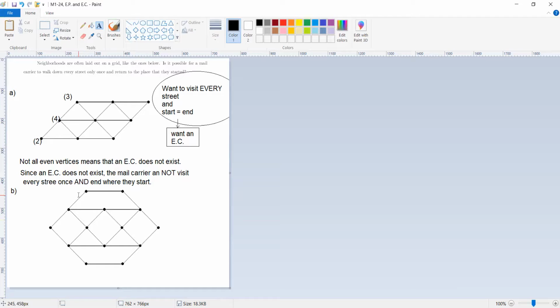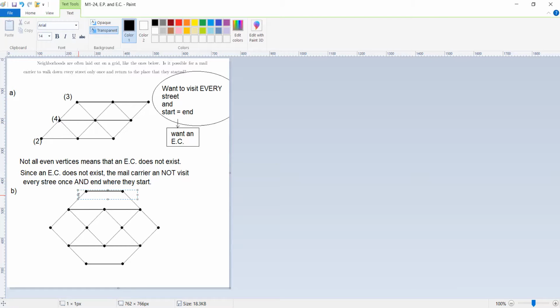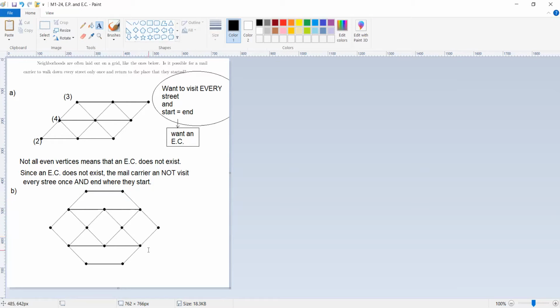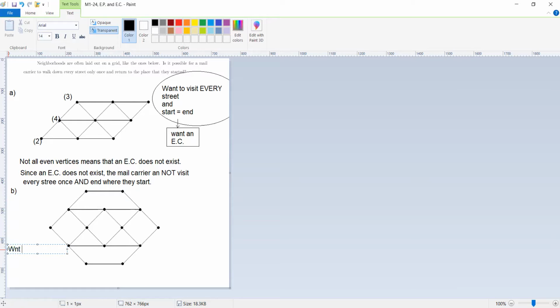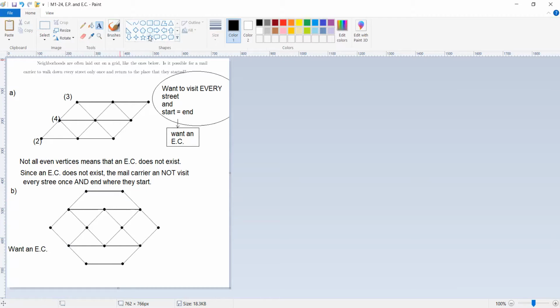Okay, so in this one, we're also looking for an Euler circuit. We want to go down every street, make sure we do each street one time, and start where we end, which means we want an Euler circuit.